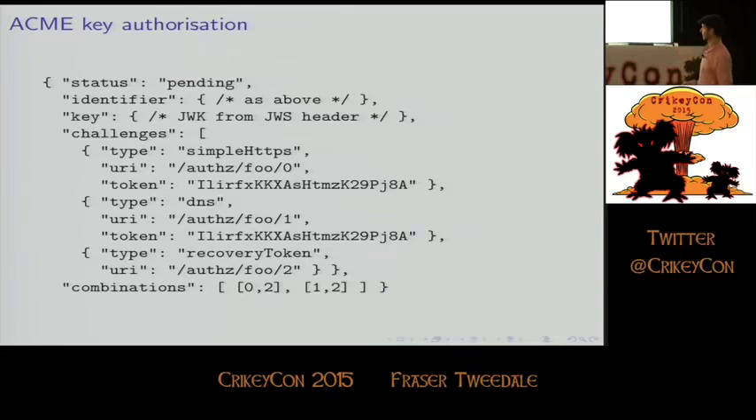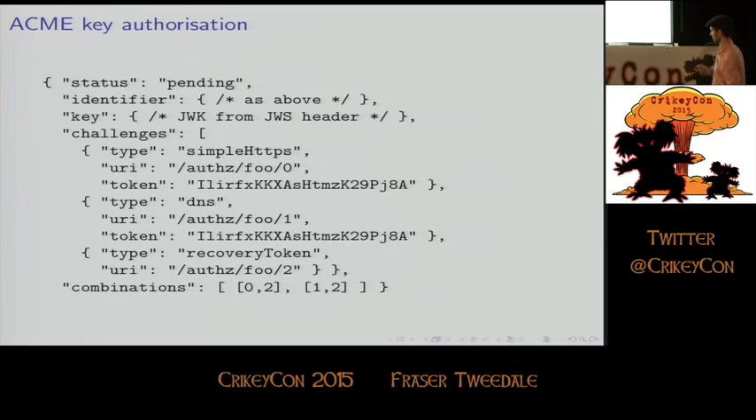You'll get back an object that looks something like this. So you'll get a pending authorization for the identifier, as was included in the request, and a particular account key, and this is pulled from the JWS header. And then a series of challenges. In this case, there are 3 challenges. One is simple HTTPS, one is DNS. We'll look at each of them in a minute. One is recovery token. I'm not going to explain that one today, but you can read the spec if you're interested.